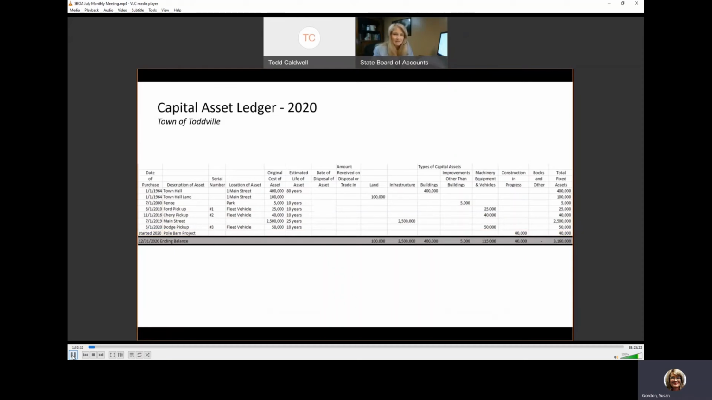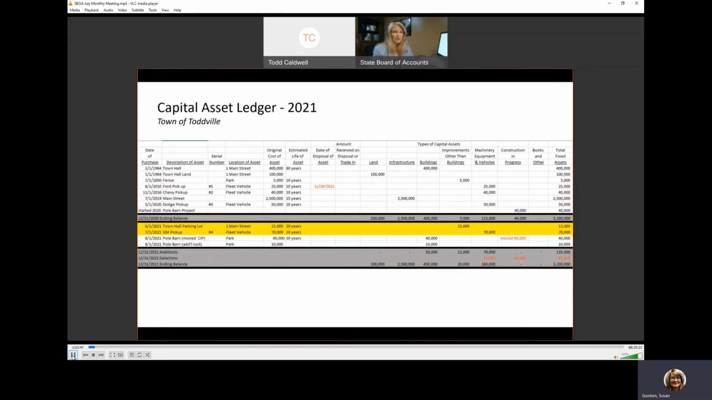On this slide, this just shows you my capital asset ledger for 2020. I have all of my assets listed there. I have them categorized in various types of capital assets by original cost, and then that totals over to my total fixed assets. Now, the capital asset ledger form does not have a total line. You can put a total line in there if you want to. I like to, just because that way I know exactly where my numbers came from when I enter that information on the AFR. But certainly you can do that, or you don't have to do that because it is not part of the form.